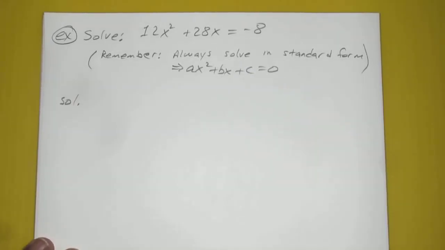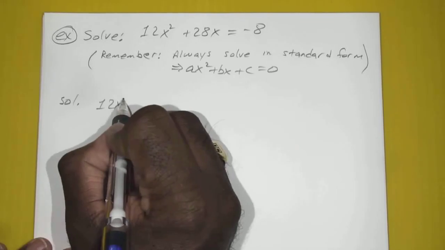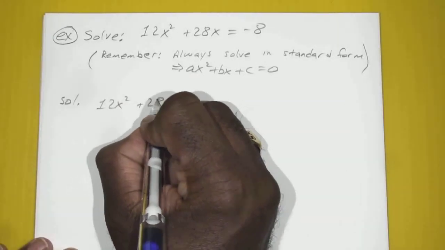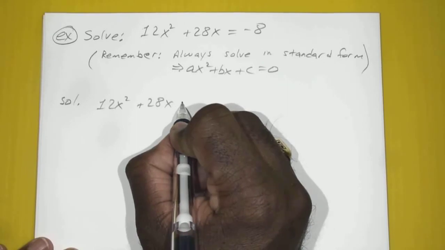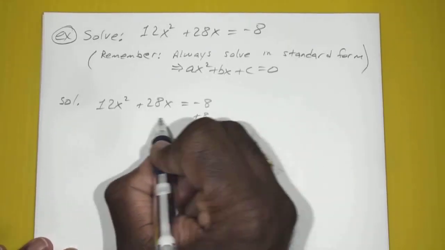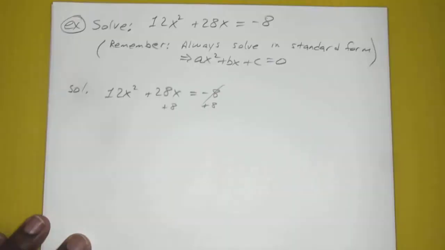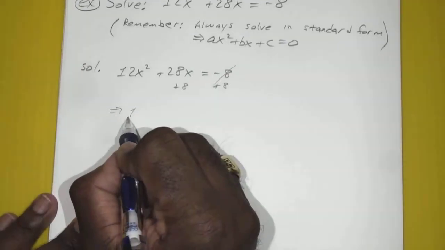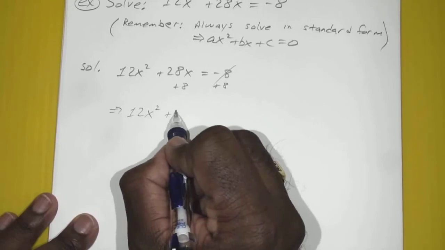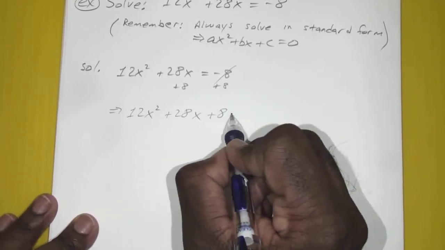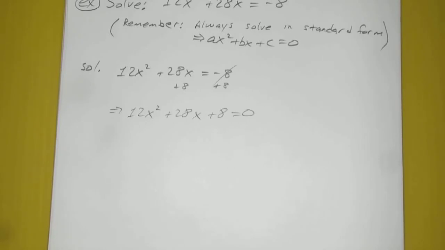Okay, so if we add 8 to both sides, we end up with 12x squared plus 28x plus 8 equals 0. Okay, so we can't factor 12 out of each term, so that kind of forces us to use the A times C method. But we can make our numbers a little smaller by factoring a 4 out of each one.